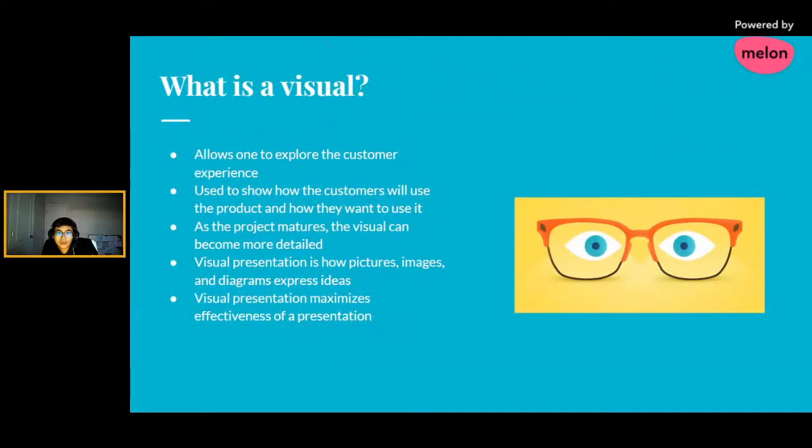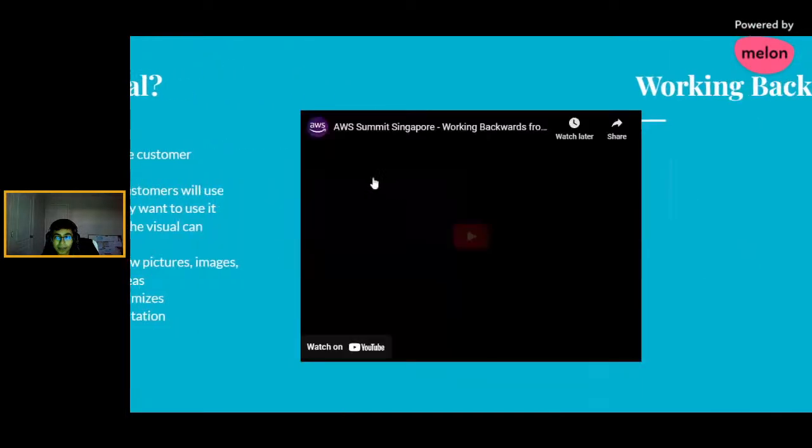Next, what is a visual? A visual allows one to explore the customer experience. A visual is used to also show how the customers will use the product and how they want to use it. As the project matures, the visual can become more detailed in response to this maturation. Visual presentation is how pictures, images, and diagrams express ideas. Visual presentation also maximizes the effectiveness of a presentation.